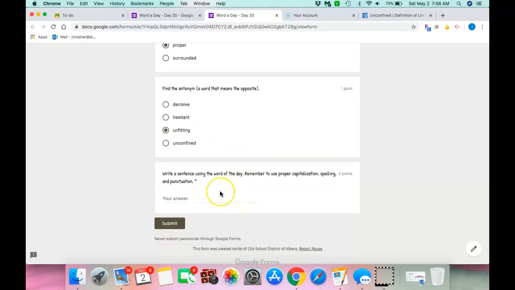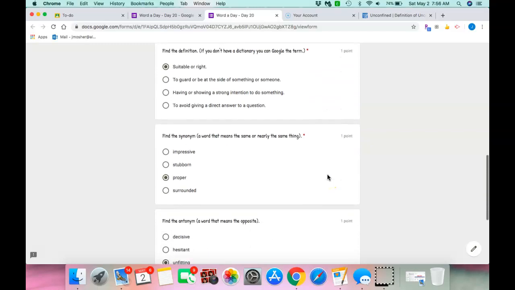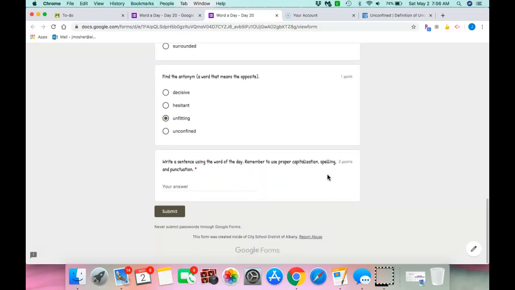Okay? The last one, and I've dinged a couple of you on this. You're writing a sentence using the word of the day. So the word of the day is appropriate. You have to use that in your own sentence. I'm noticing that some of you are copy and pasting sentences. All right? You'll only receive 1 point if the sentence is not your own. This question is worth 2 points, so come up with your own sentence. I've caught some of you just copy and pasting. It's not worth it. Come up with your own sentence. It's very easy to do.